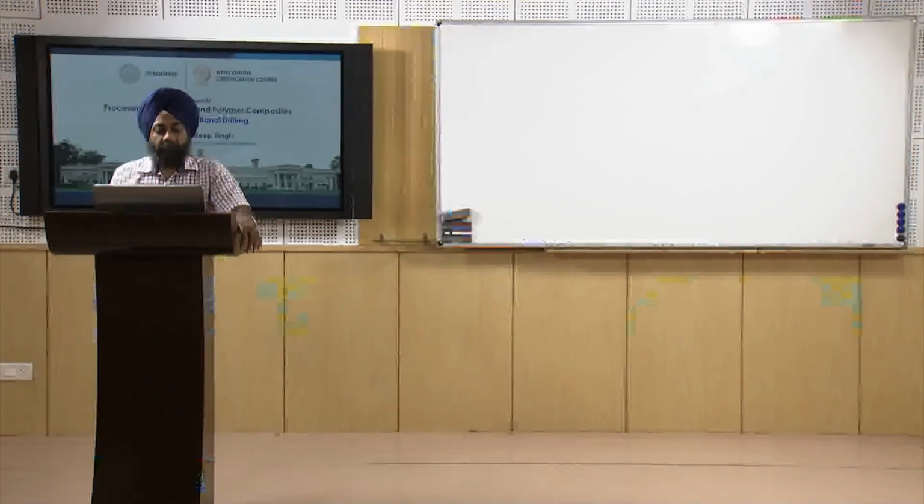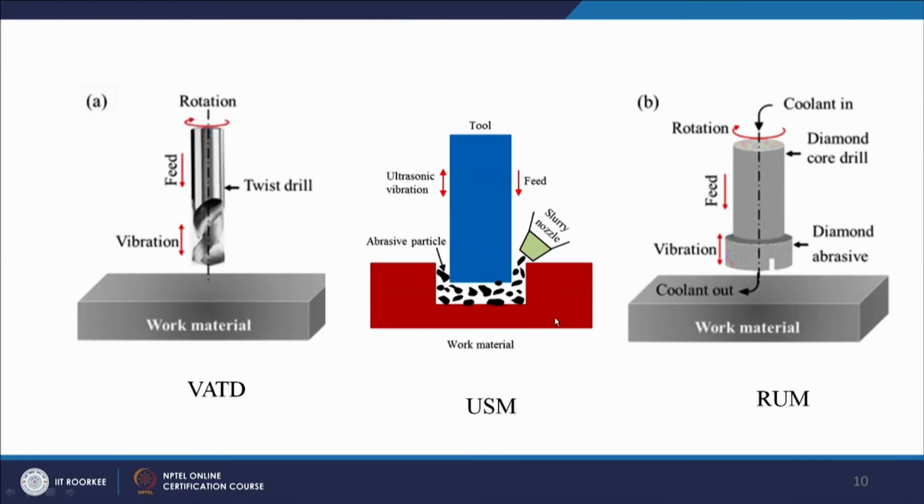So this is our vibration assisted twist drilling. With the help of a diagram we have tried to explain. The first one is the vibration assisted twist drilling, VATD. This is the work material, a standard twist drill. This is the feed rate. The vibration is given in the longitudinal direction and the tool is rotating also. So this is the VATD process. Conventional drilling process, only addition is the vibration given to the drill in the longitudinal direction.